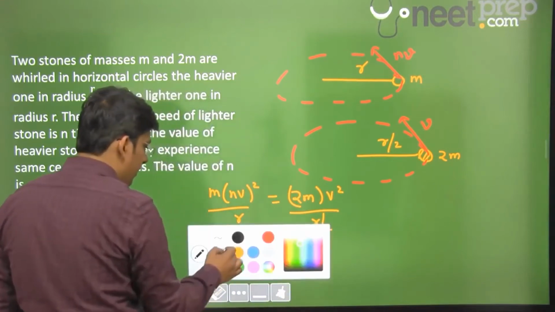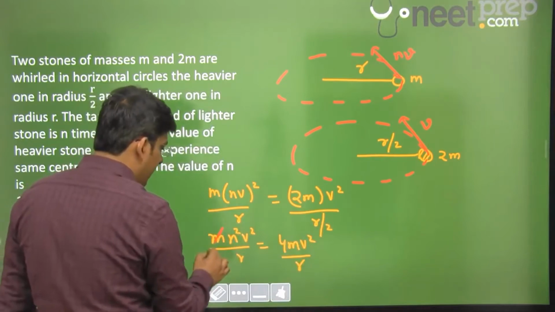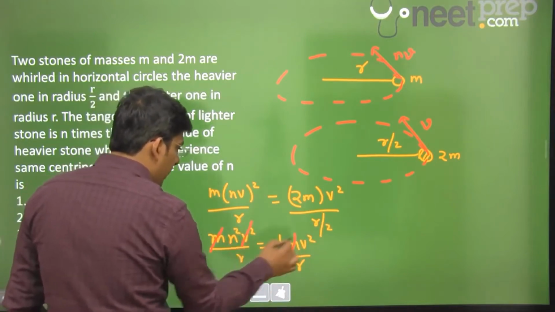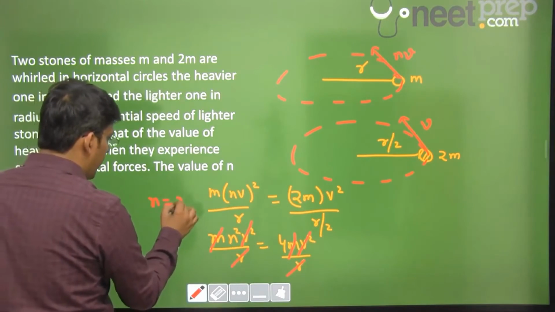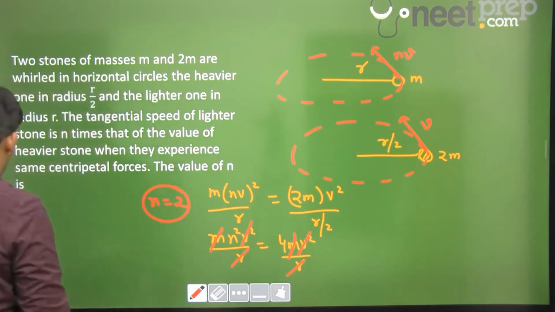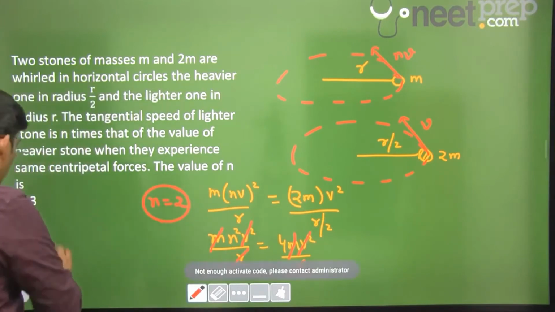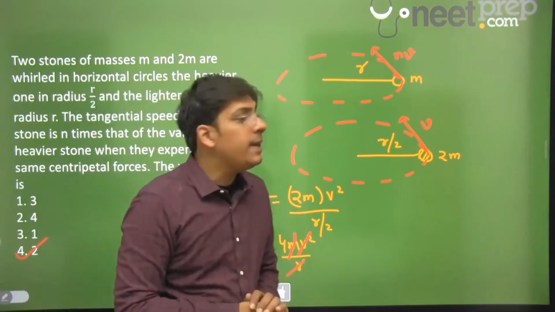So m gets cancelled, v square gets cancelled, r gets cancelled. So n square is equal to 4. We get the value of n as 2, right, dear students? So the value of n is 2. The fourth option is definitely correct.